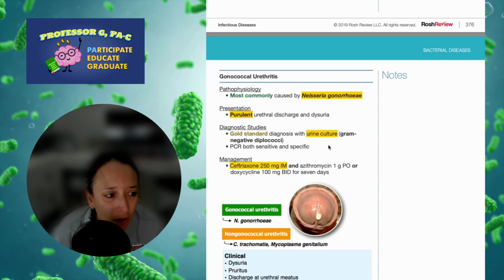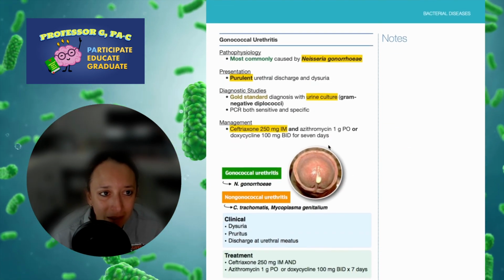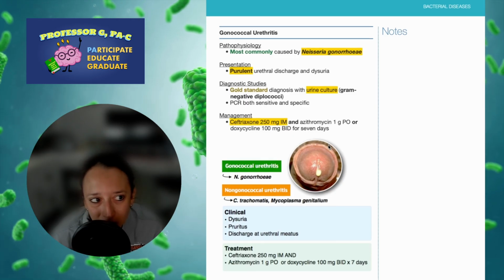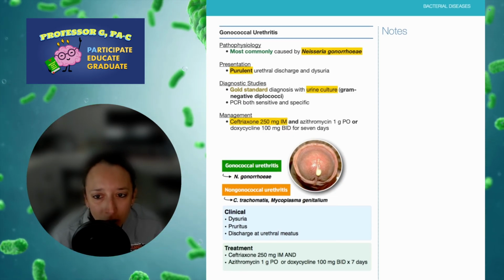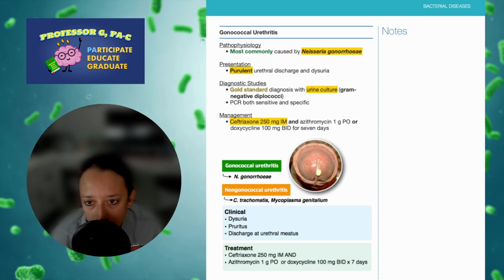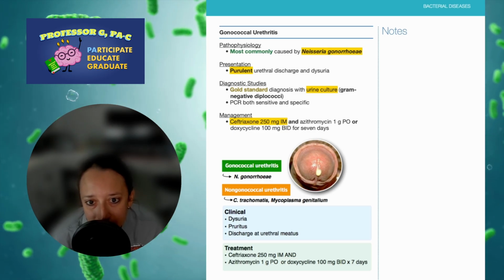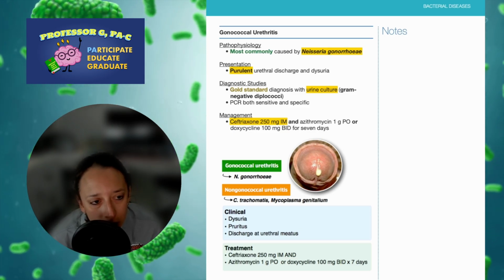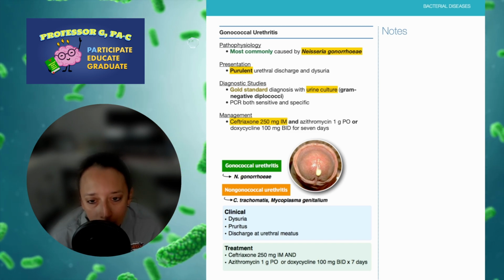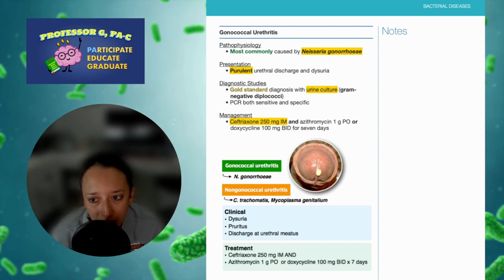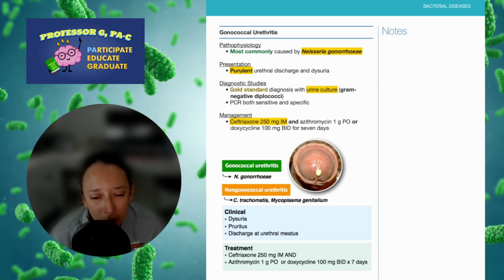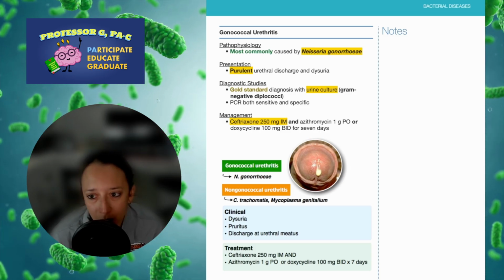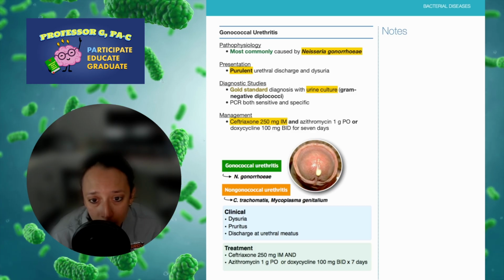All right, let's move on to gonococcal urethritis. This is the long lost cousin of the chlamydial cervicitis, right? So gonorrhea or gonococcal infections are caused by Neisseria gonorrhoeae. This is a gram-negative diplococcus. It's transmitted sexually or perinatally. And in men, the classic finding is going to be a purulent urethral discharge and some dysuria. And women might have cervicitis, pelvic pain, or they could even be asymptomatic.